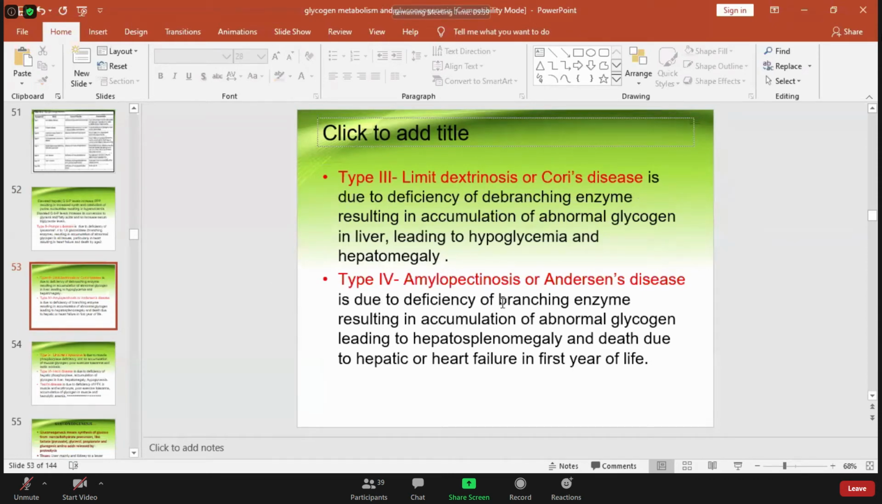Type 4, Andersen's disease or amylopectinosis, is due to deficiency of branching enzyme in liver and muscle, resulting in accumulation of abnormal glycogen, leading to hepatosplenomegaly and death due to hepatic or heart failure in the first year of life. And that's how type 2 and type 4 are fatal.